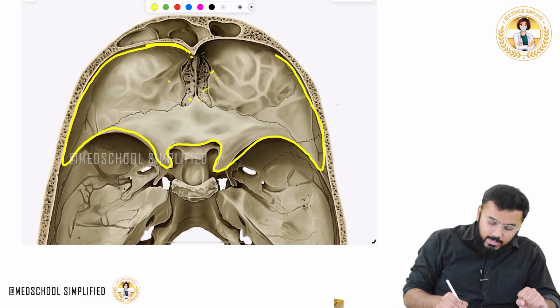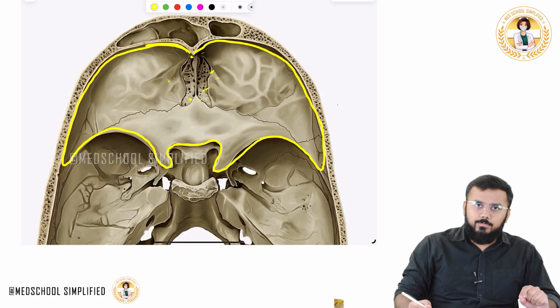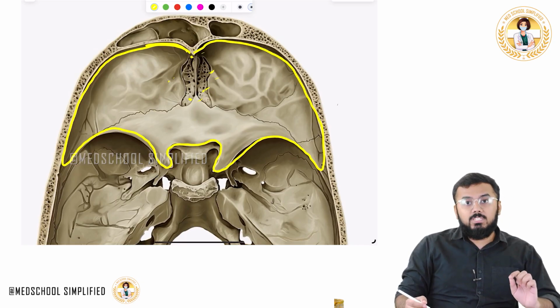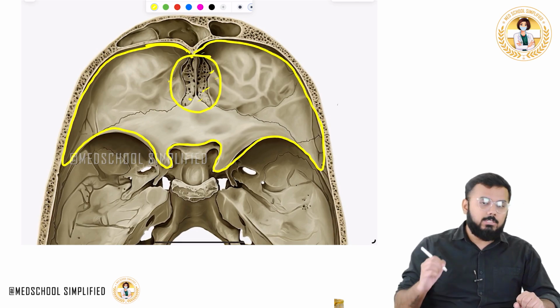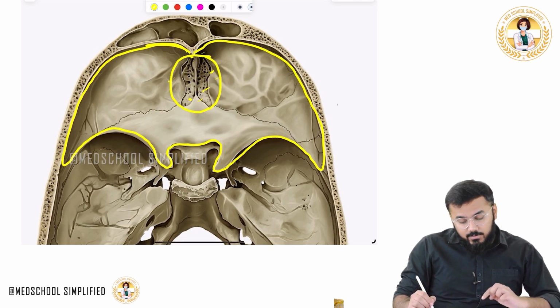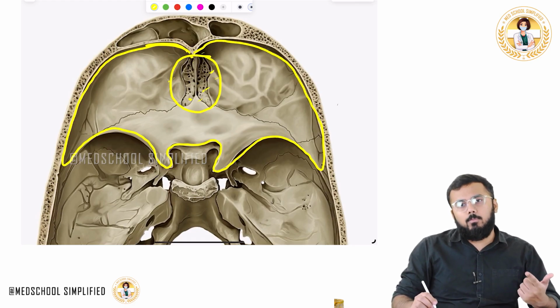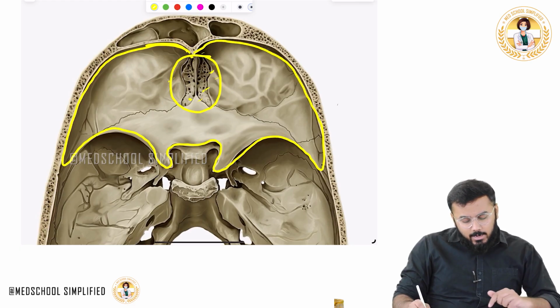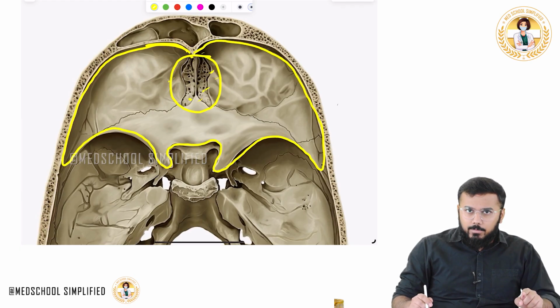So out of this entire frontal bone, which part of the frontal bone is thinnest? The part which is thinnest is your cribriform plate. You see, the cribriform plate is the thinnest part. So if this is the thinnest part, don't you think this cribriform plate is most commonly to be fractured, right? Now if this cribriform plate is fractured, what can happen? What can happen, you tell me?